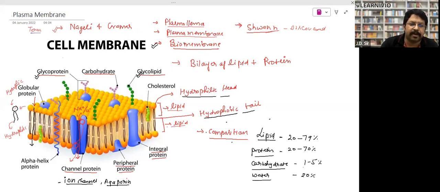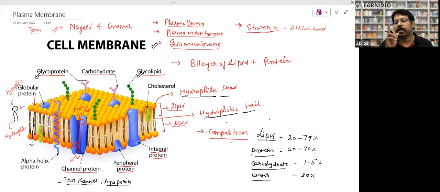Nowadays, the cell membrane, plasma membrane, plasmolemma or biomembrane, they all are the same thing. Either you call it cell membrane or plasma membrane or plasmolemma or biomembrane. But nowadays, the most frequent term is biomembrane. Schwann discovered this plasma membrane, but the term plasma membrane was given by Nageli and Kramer. Right. What is the composition of plasma membrane? Plasma membrane is made up of two things.